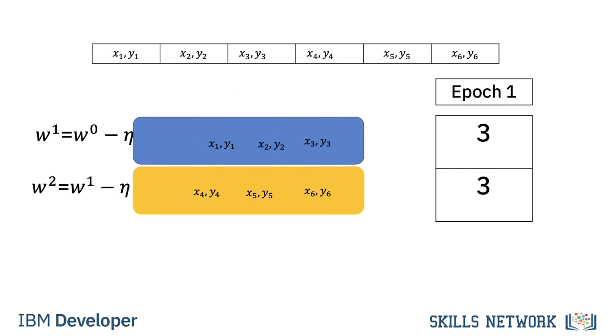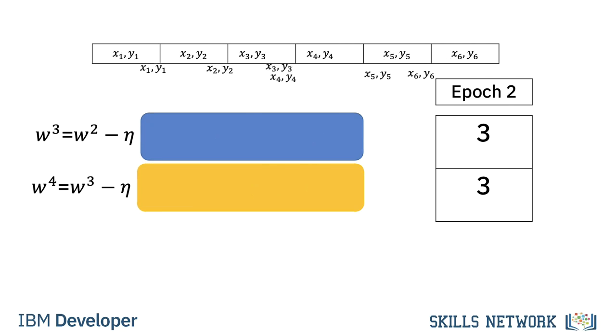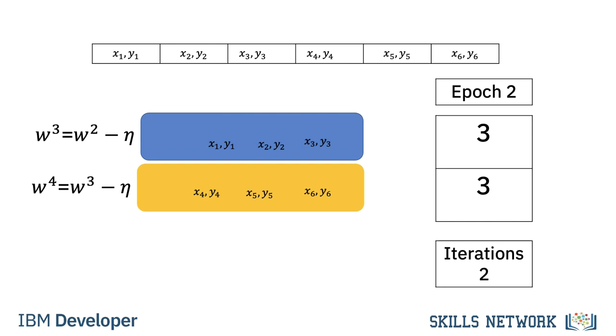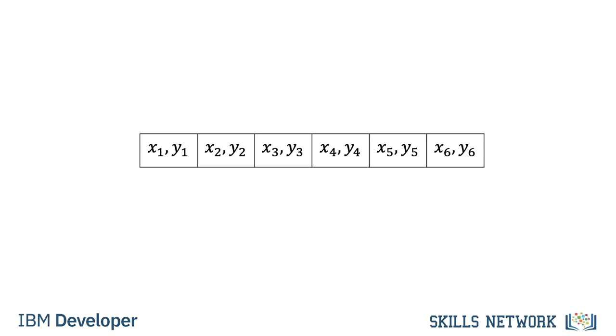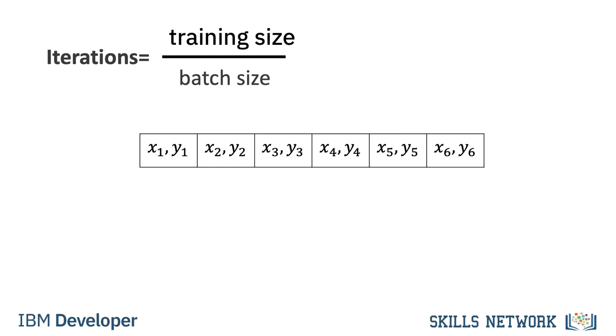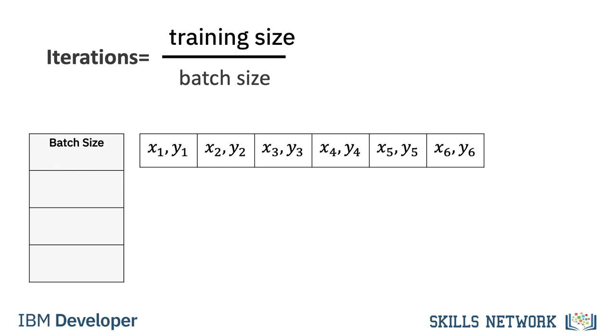In this case, our batch size is 2. It only takes 2 iterations to complete one epoch. For the second epoch, it also takes 2 iterations. Let's see how we can determine the number of iterations for different batch sizes and epochs. To obtain the number of iterations, we simply divide the number of training examples by the batch size.